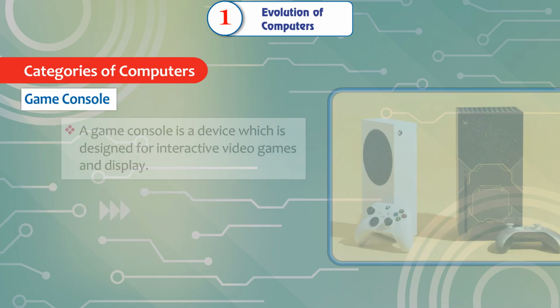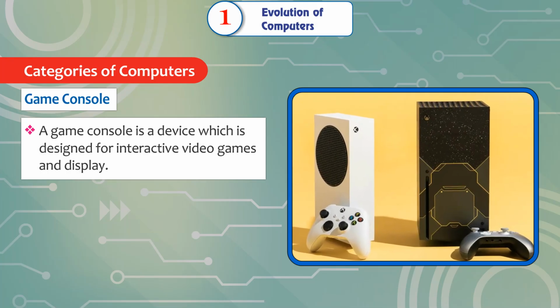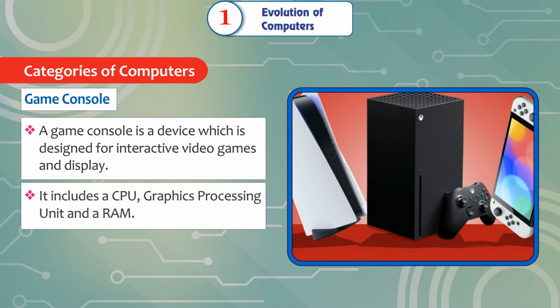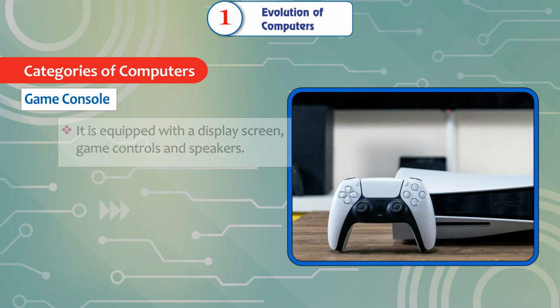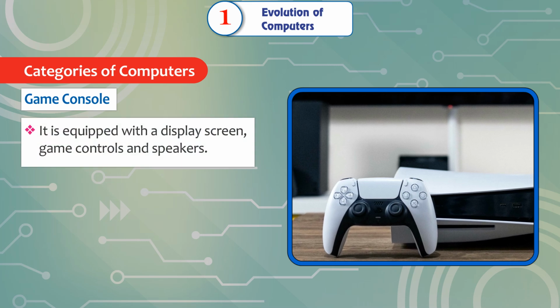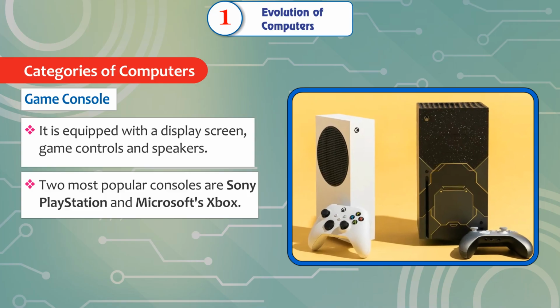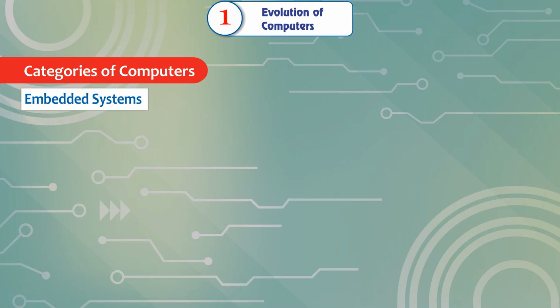Game console. A game console is a device which is designed for interactive video games and display. It includes a CPU, graphics processing unit, and a RAM. It is equipped with a display screen, game controls, and speakers. Two most popular consoles are Sony PlayStation and Microsoft's Xbox.